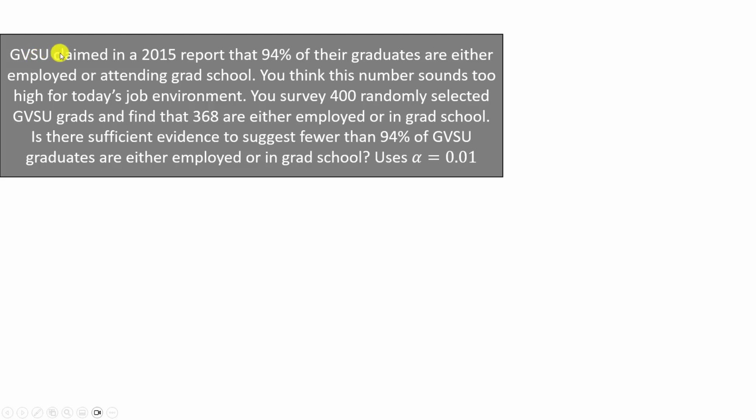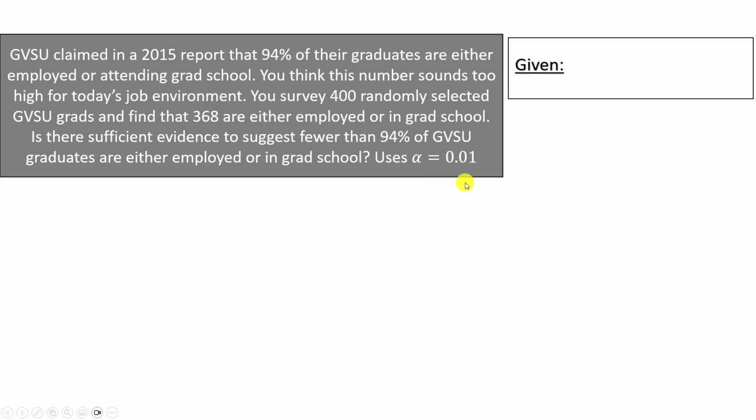Grand Valley State University claimed in a 2015 report that 94% of their graduates are either employed or attending grad school. You think this number sounds too high for today's job environment. You survey 400 randomly selected GVSU graduates and find that 368 are either employed or in grad school. Is there sufficient evidence to suggest that fewer than 94% of Grand Valley graduates are either employed or in grad school? Use alpha equals 0.01.